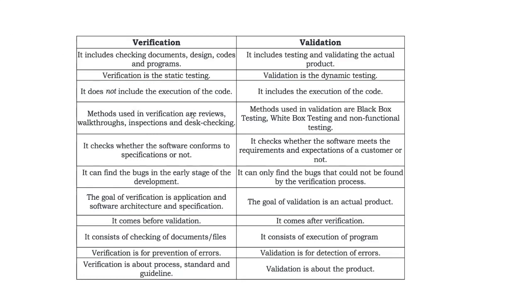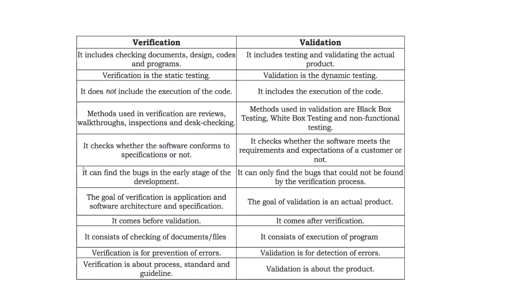Methods used in verification are reviews, walkthroughs, inspection, and desk checking. So these are the words we actually use. A walkthrough is nothing but you can give a walkthrough of your code or of your test case. Basically, it is document verification; you can walk through the document line by line. So these are the reviews, walkthroughs, inspection, desk checking, the different types of methods that we can use.